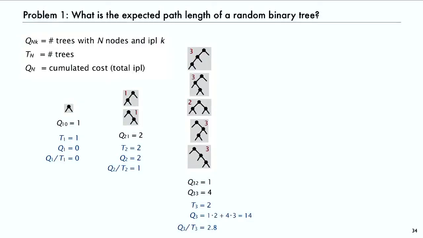There's 5 trees with 3 nodes. 4 of them have internal path length 3: 0 to the root, 1 to the one below, and 2 more to the next one. So that's 3. 4 of them have that structure. 1 of them has internal path length 2. The nodes are both just 1 from the root. So Q_3,2 equals 1. There's 1 tree of size 3 that has internal path length 2, and there's 4 trees of size 3 that have internal path length 3. And that's T_3 equals 5. So the average internal path length is 14 over 5, which is 2.8.